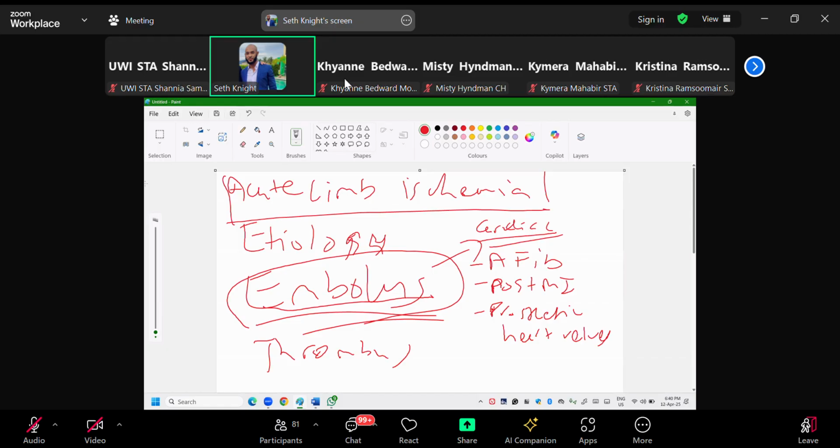Patients with AFib and post heart attack, all because they could develop a mural thrombus in the left atrium or the left ventricle. And that left side of the heart, we would have gone through this many times. If it pumps out a clot, it's going to go into a systemic arterial circulation.